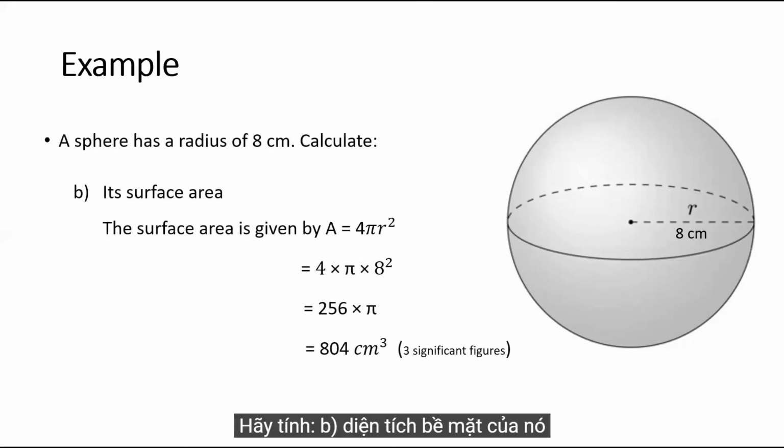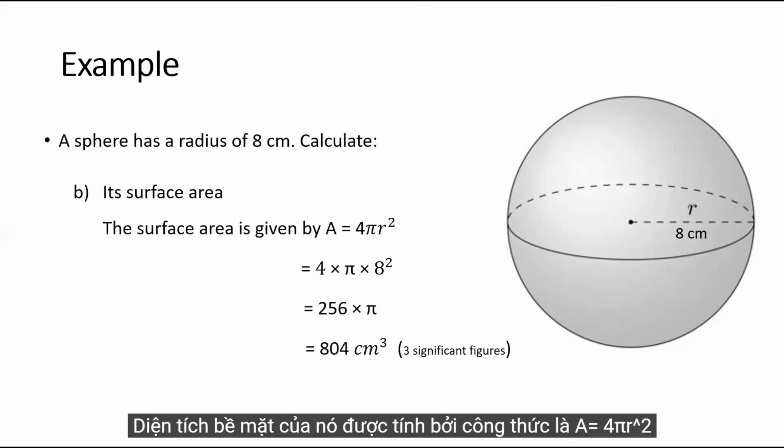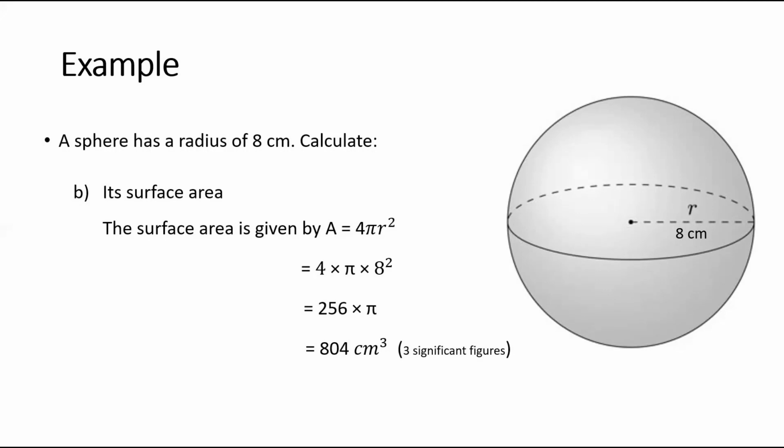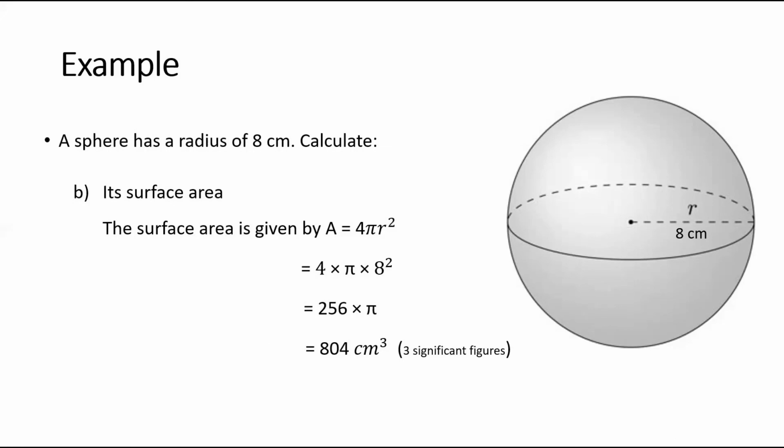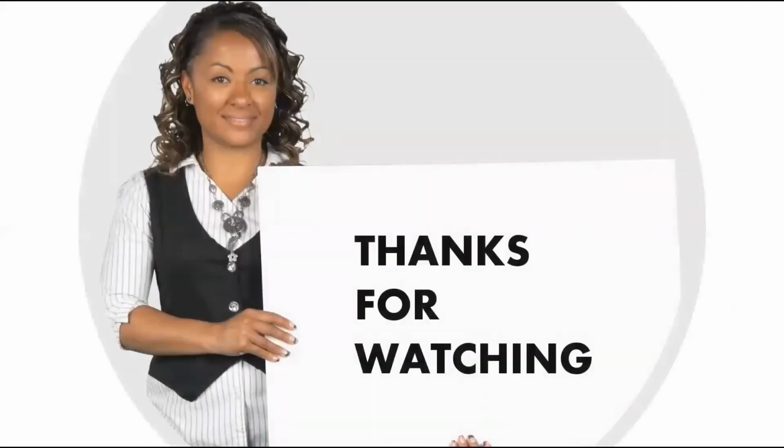B. Calculate its surface area. The surface area is given by 4 pi r to the power of 2. Take 8 centimeters. Replace r. Times 4 and then times pi, and your answer is 804 centimeters squared. Thank you for watching.